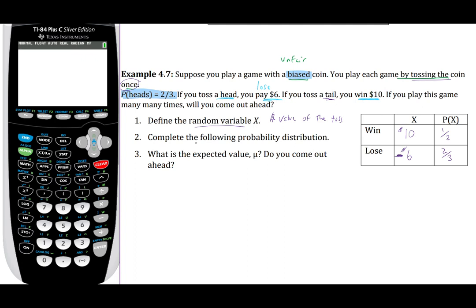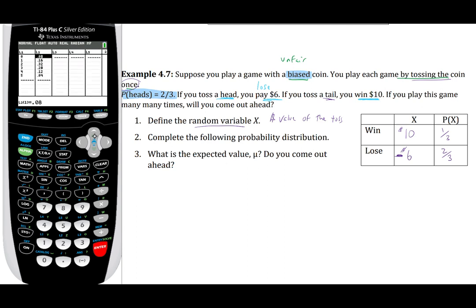All right, so part 2 says complete the probability distribution. We've done that. Part 3, what is the expected value, mu, and do we come out ahead? Well, we can do this in two different ways. The first way is to grab the calculator: stat, enter, up, clear, down, over, up, clear, down. I'm going to put $10 for L1, and then I'm going to use the negative button. Make sure you use the negative button for 6, not subtraction. You'll get an error message if you use the subtraction button. The probability of winning is 1/3, so 1 divided by 3, and the probability of losing is 2/3, so 2 divided by 3.